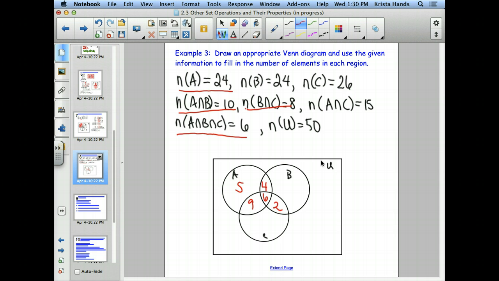Same thing over here with circle B. It's also supposed to add up to 24. I've got the region that's got the 4, the 6, and the 2. That's a total of 12. How many is left to go inside of circle B? 12.